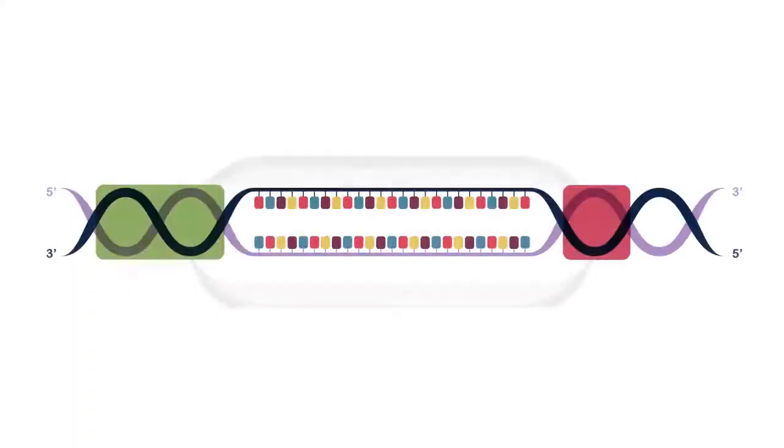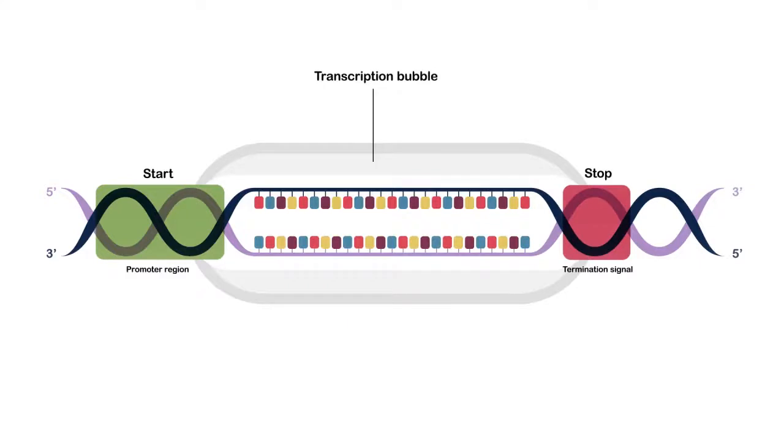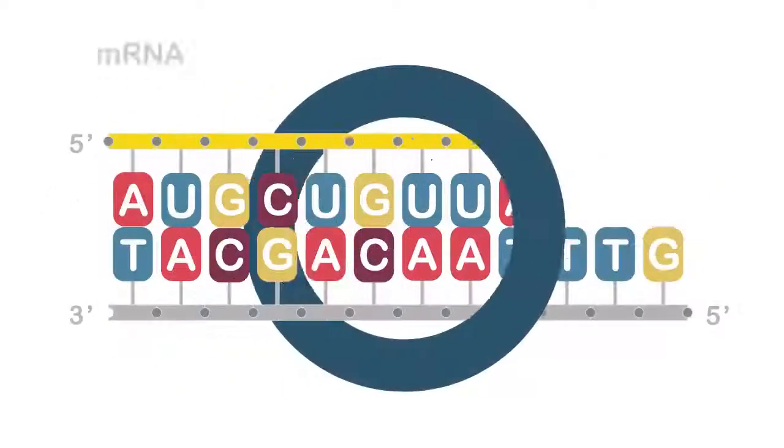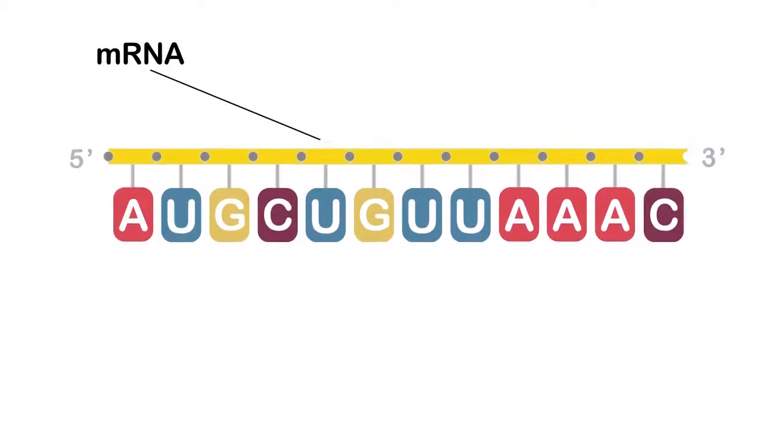Now let's talk about how that DNA is transcribed into messenger RNA. The DNA strands are unzipped to create a transcription bubble. RNA polymerase gets into position at the start location and proceeds to add the Watson and Crick base pairs. The end result is a single strand of mRNA.